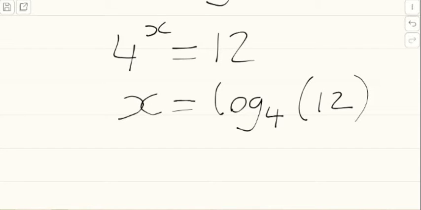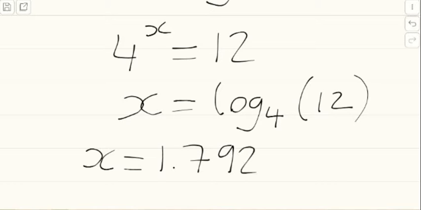of 12, like that. Okay, and if we wanted to check with our calculators what number that is, we type in log to the base 4 of 12, and to 3 decimal places, x is going to be 1.792.